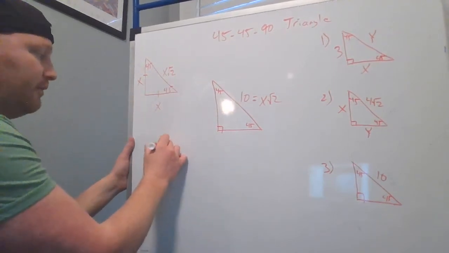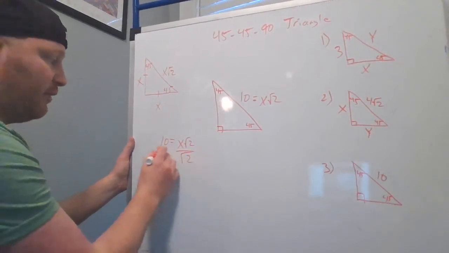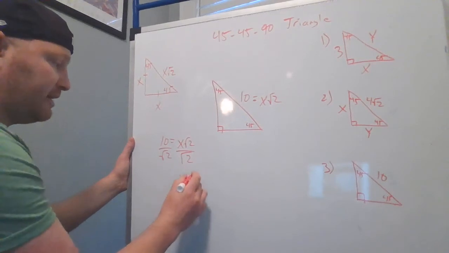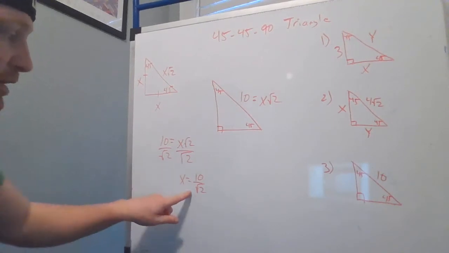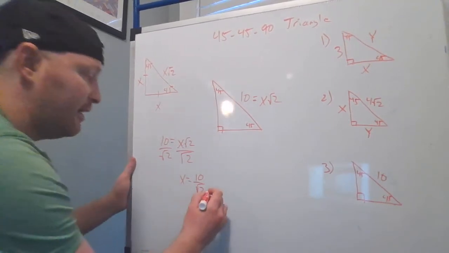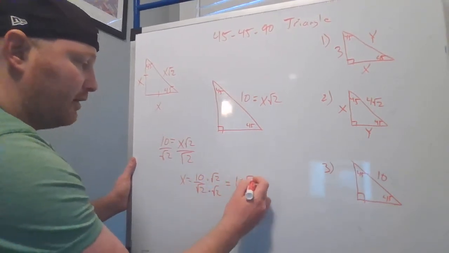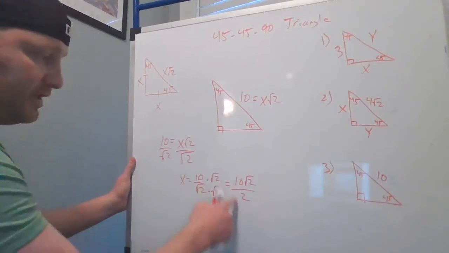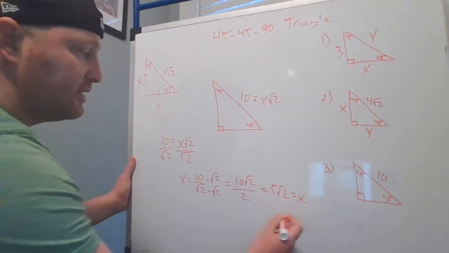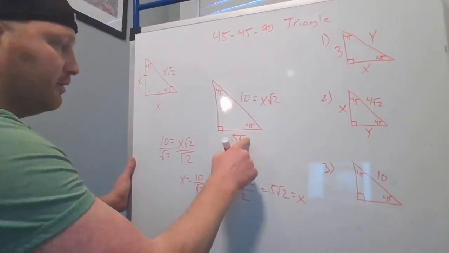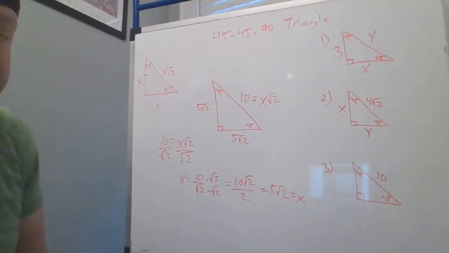Let's do this work over here. 10 equals x radical 2. I've got to solve for x, so I divide both sides by radical 2. Now x equals 10 over radical 2. But like we learned previously, this is improper because I cannot have a radical in my denominator. So I multiply the radical out and get 10 radical 2 all over 2, which simplifies one more step. 10 over 2 reduces to 5, so 5 radical 2 equals x. Simple as that.